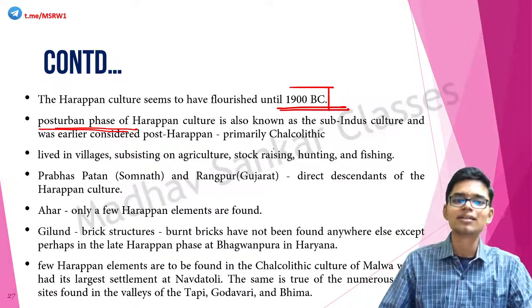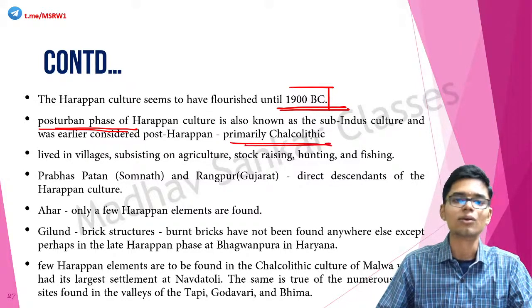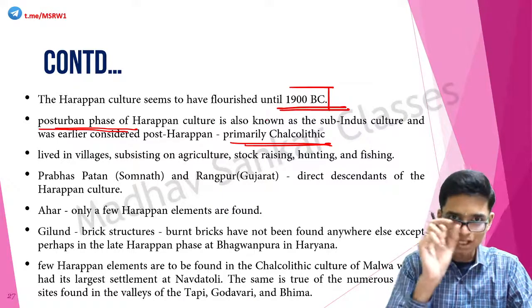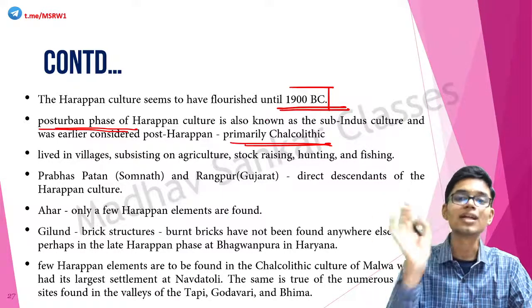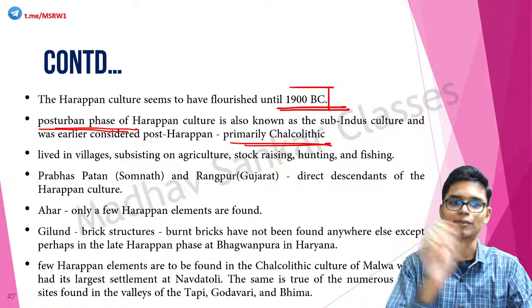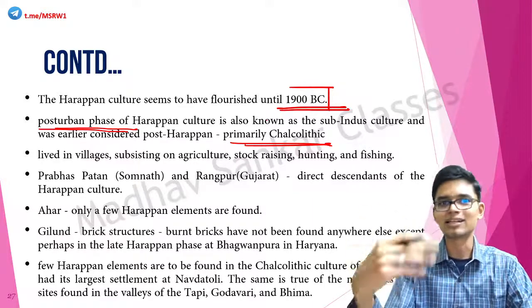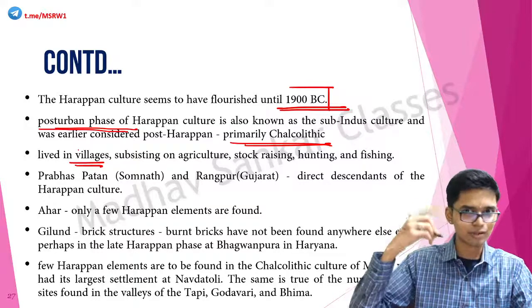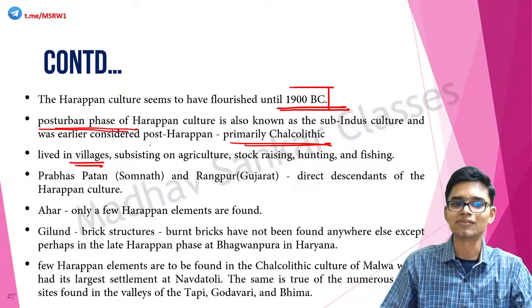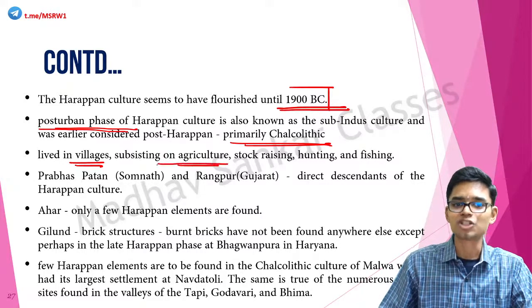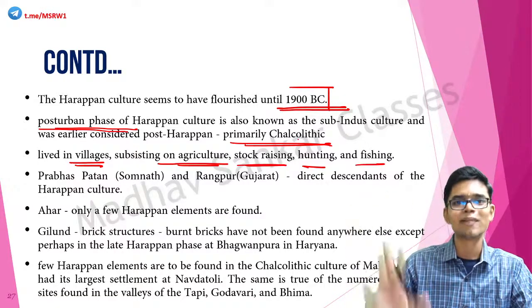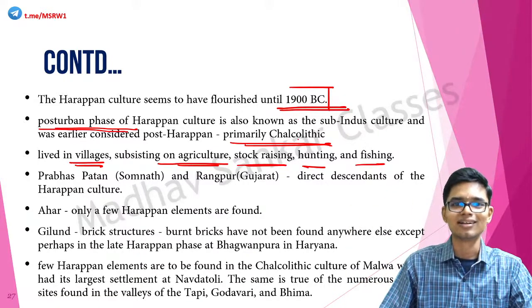Clear? And this is primarily Chalcolithic. This is a section we studied yesterday. So this post-urban Harappan culture is primarily Chalcolithic for all practical purposes. Instead of cities and towns, here we have villages. We studied all this yesterday. Try to remember. We have villages instead of cities. We have a rural setup instead of town folk. Subsistence agriculture, stock raising, hunting, fishing. So back to the Lithic ages.